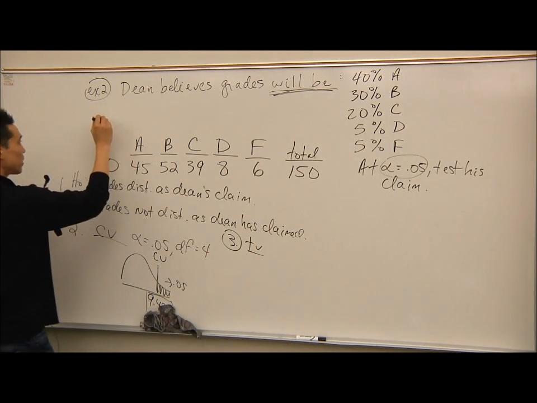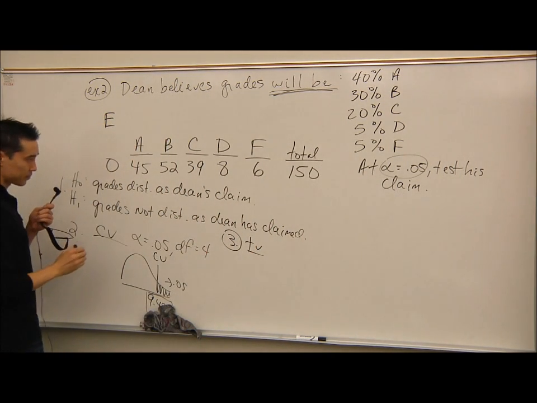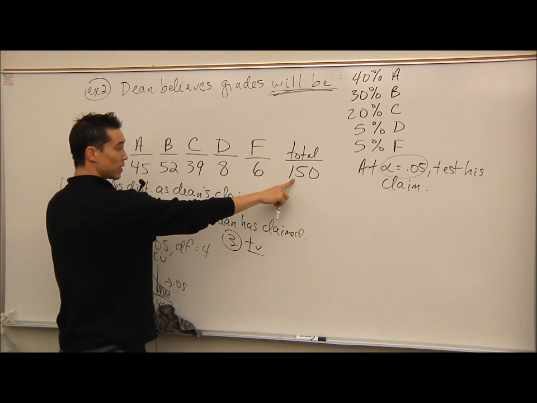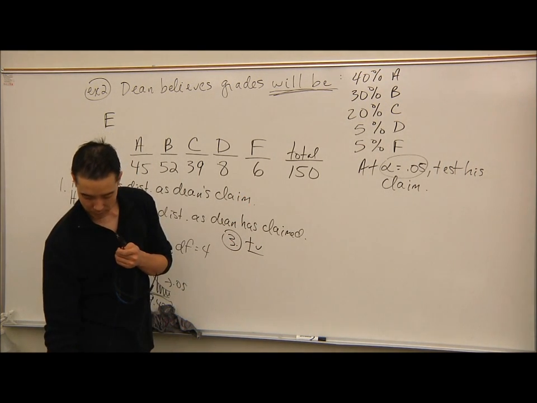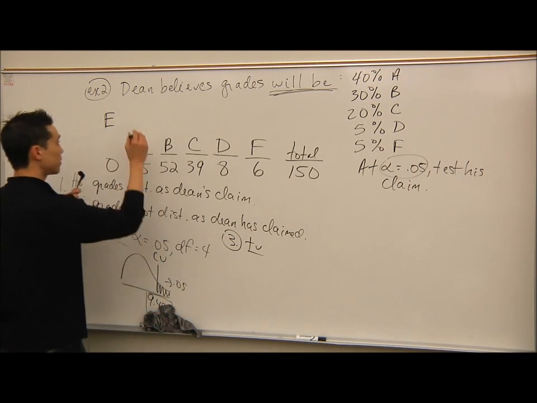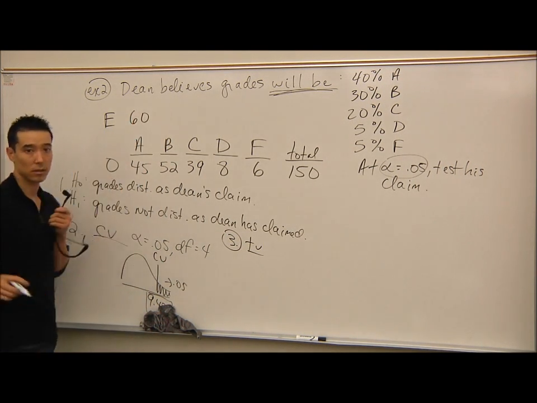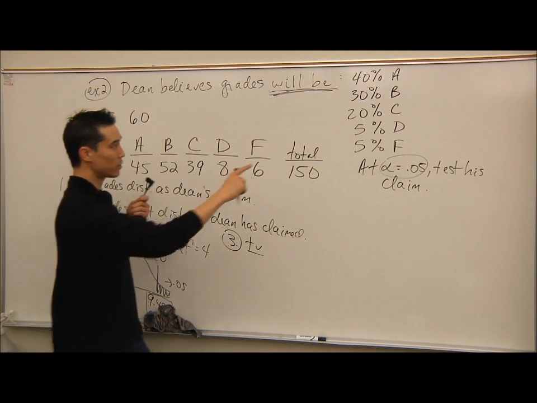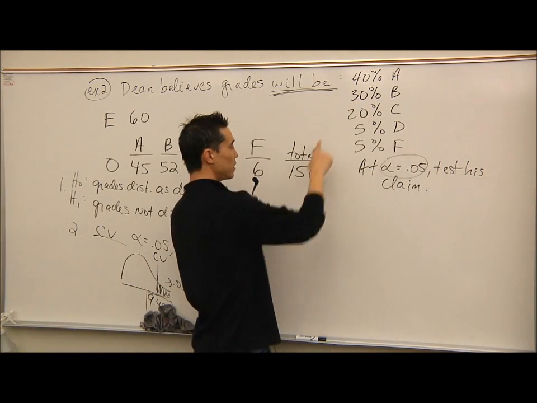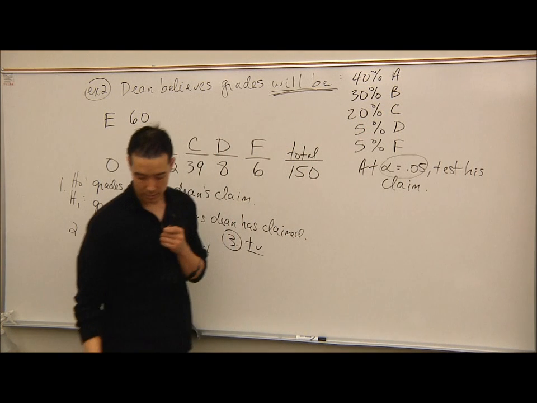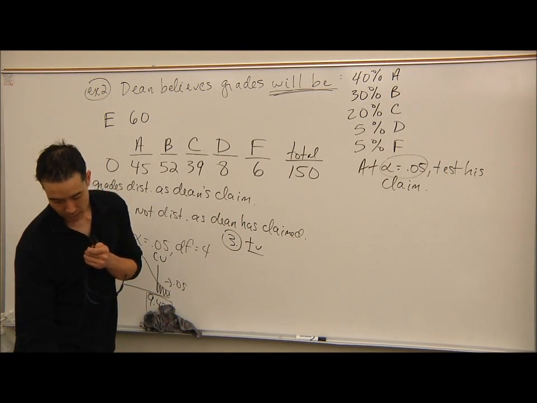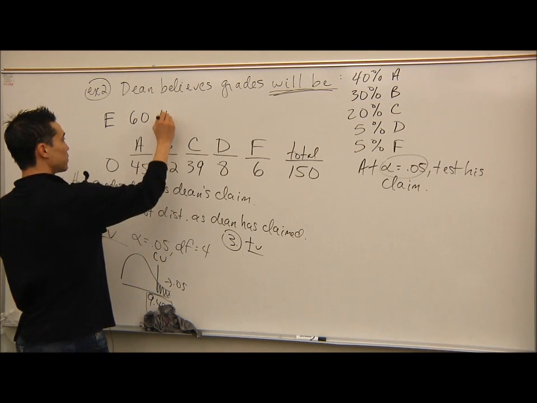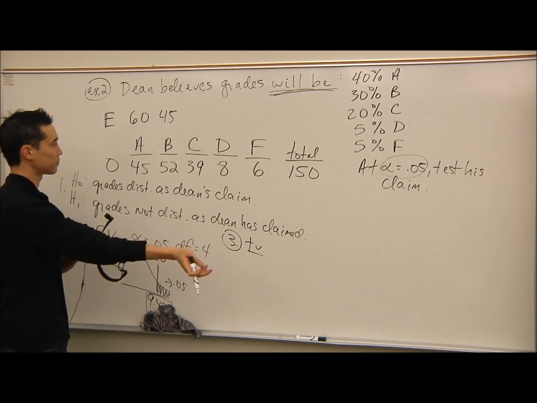So let me just sneak it up here. Let's do the expectation. So 40% A's, you're going to do, in your calculator, 0.4 times 150, and what do you get? 60, great. So the dean expected there to be 60 A's, okay? Moving to the next one, you have 30%. He expected 30% of the 150 to be B's. So do 0.3 times 150, and you get 45. So the dean expected 45.